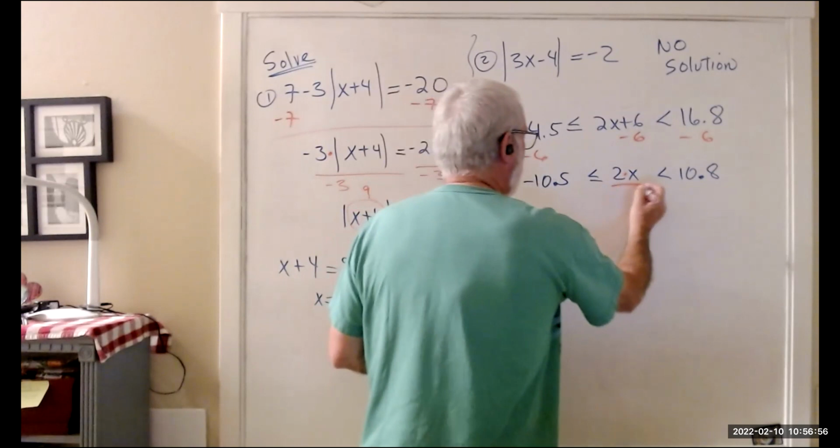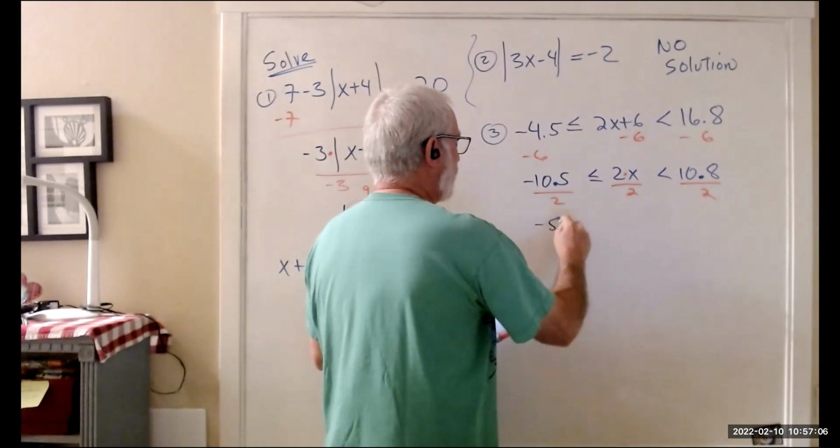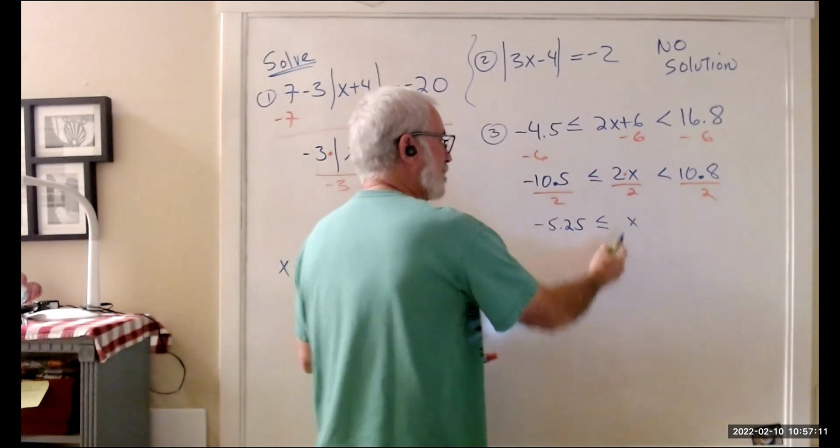Okay. So now we want to get X alone, but that's 2 times X. So we're going to divide by 2. Divide by 2. Divide by 2. Okay. Use your calculator. I believe this is negative 5.25 is less than or equal to X, which is less than 5.4.